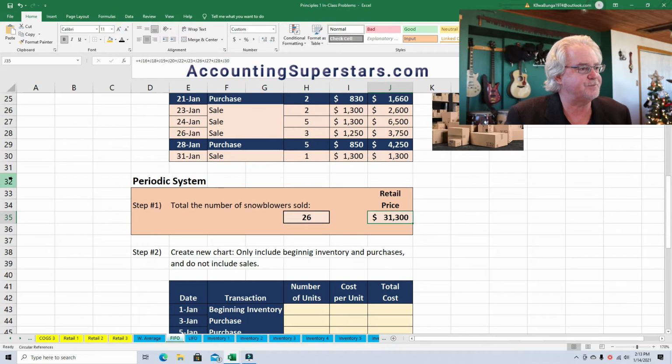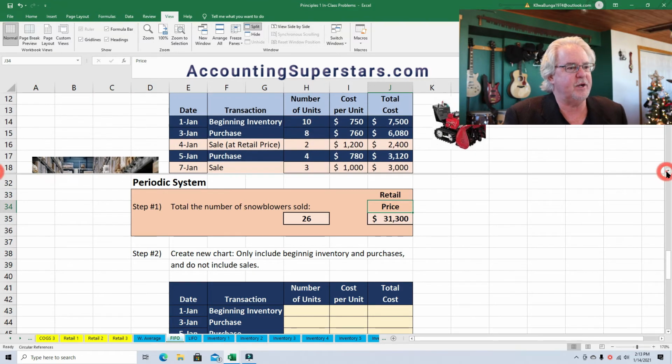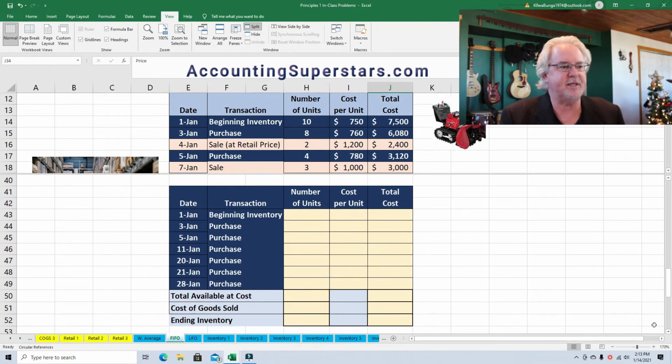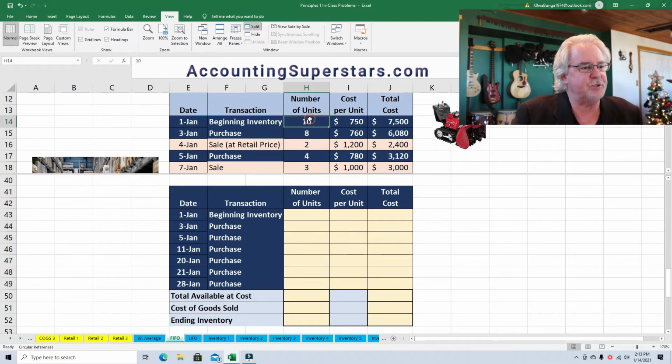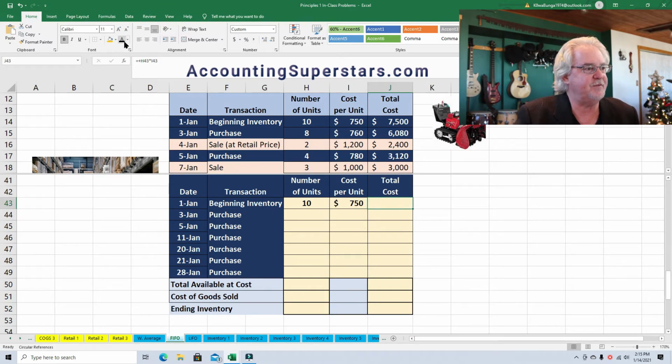So what I'm going to do is split the screen here so we can see what's going on in 2 places at once. I have the original chart on the upper screen, and a simplified chart down below. What I'm going to include on the simplified chart are just the purchases and the beginning inventory. The beginning inventory was 10 units, so I'm going to drop those 10 units down here. And the cost per unit was $750. I get that number right from that spot. And 10 times 750 is 7,500. So all I'm doing is copying the numbers and dropping them down here.